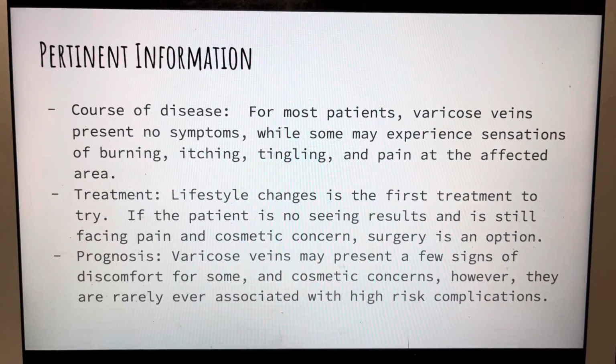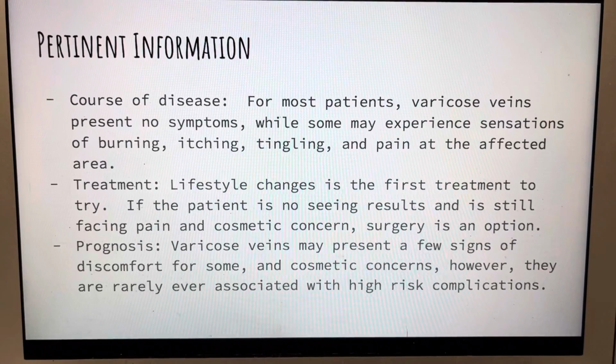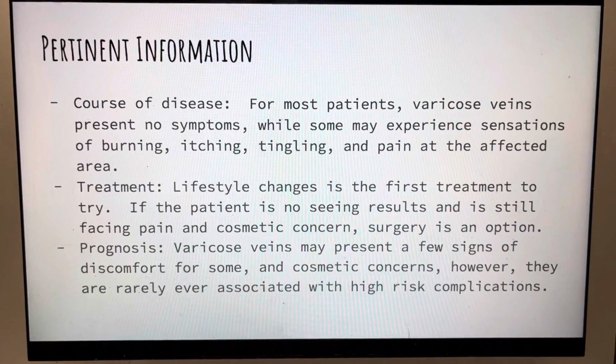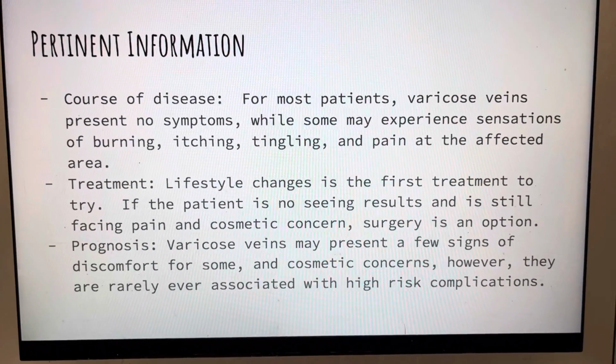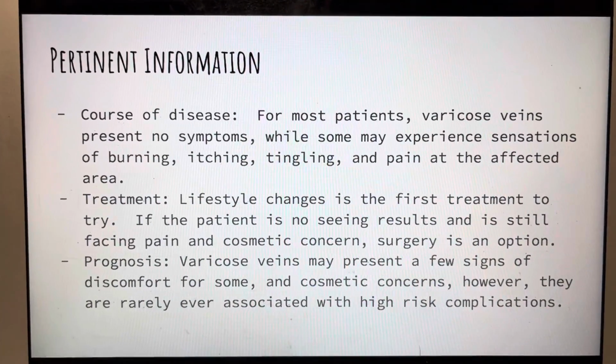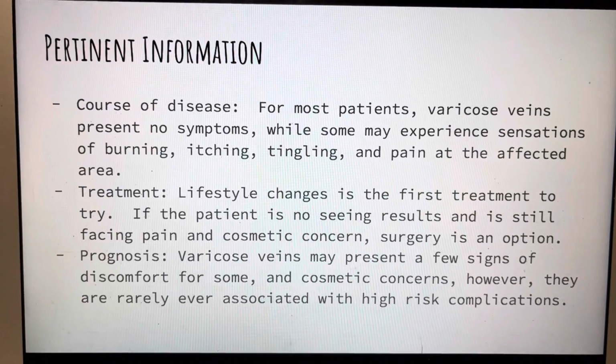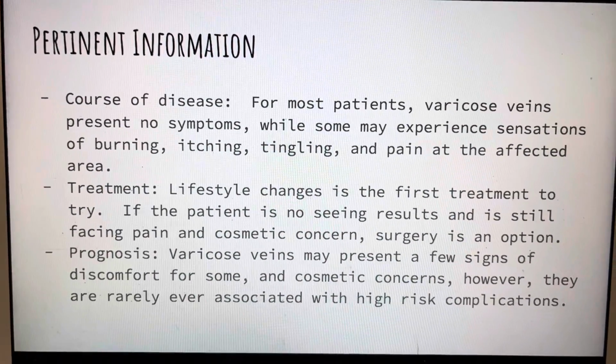Prognosis is that varicose veins may present a few signs of discomfort for some and cosmetic concerns for most. However, they are rarely ever associated with high-risk complications, such as death or amputation. Those are very rare, hardly ever heard of.